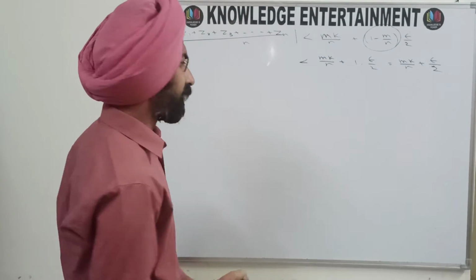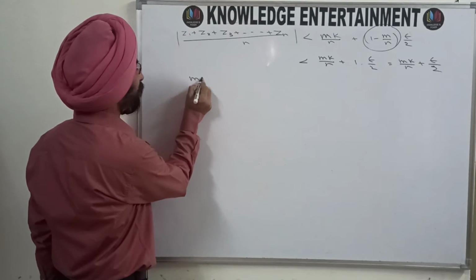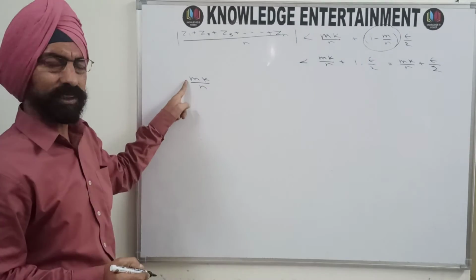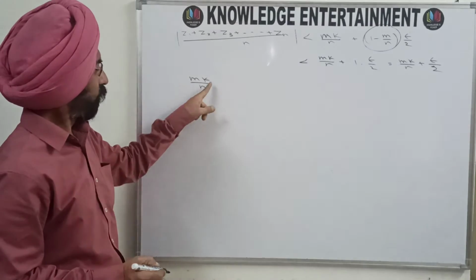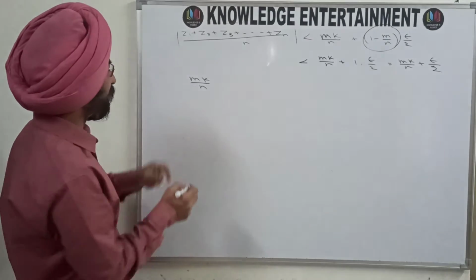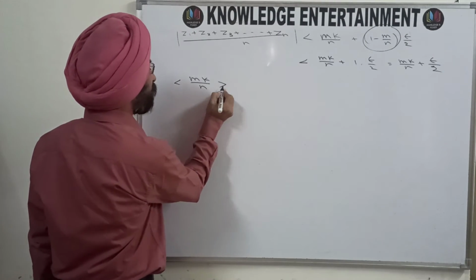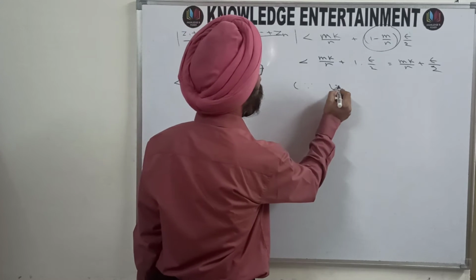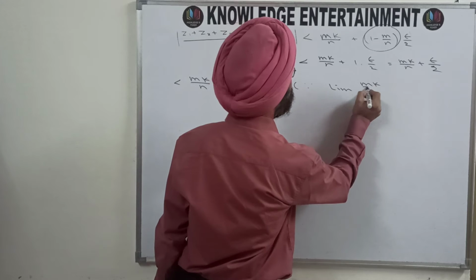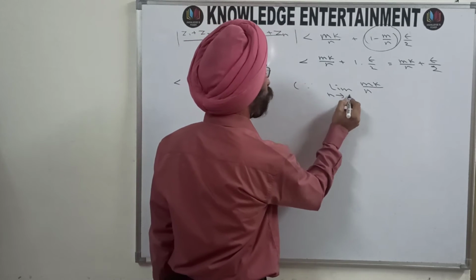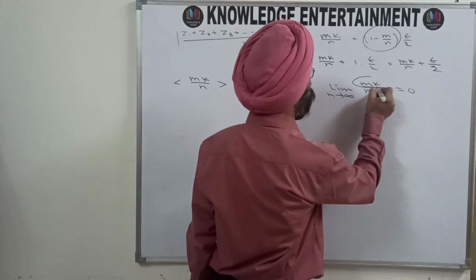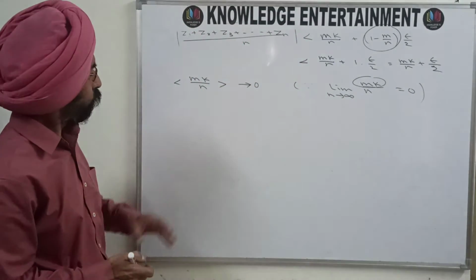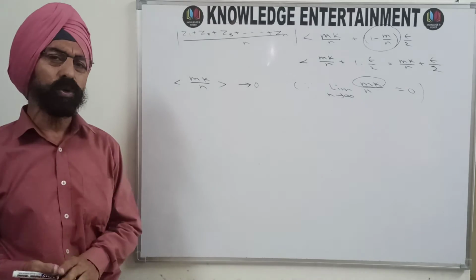It is also a sequence. This mk by n is also a sequence because m is fixed, k is fixed, only n is a variable. So this is a sequence which converges to 0. Why? Because limit of mk by n as n approaches infinity is equal to 0. This is a constant number and n approaches infinity will give you the result as 0. So this sequence converges to 0.